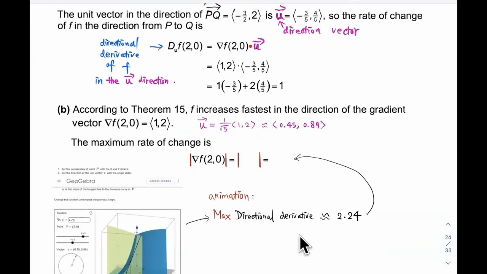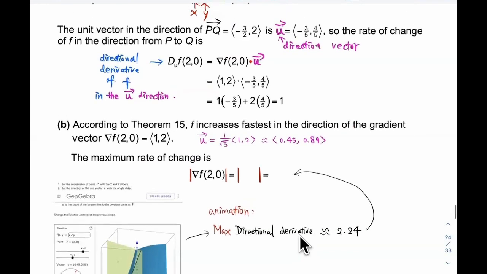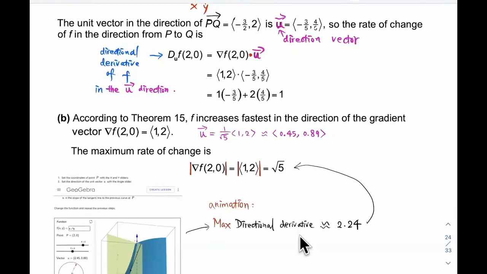Now, they will also ask, what's the maximum rate of change? What's the maximum directional derivative? It is the magnitude of the gradient, right? We have the gradient over here. We just need to compute its magnitude, then we know that is the maximum for the directional derivative. What's the magnitude of this one? We did that already, right? Which is square root of 5.